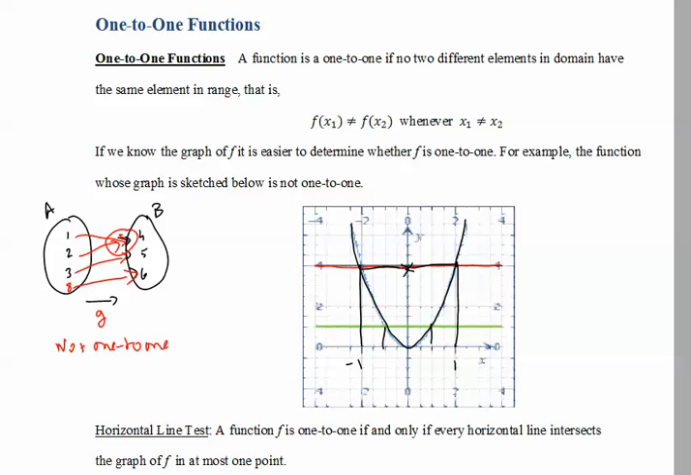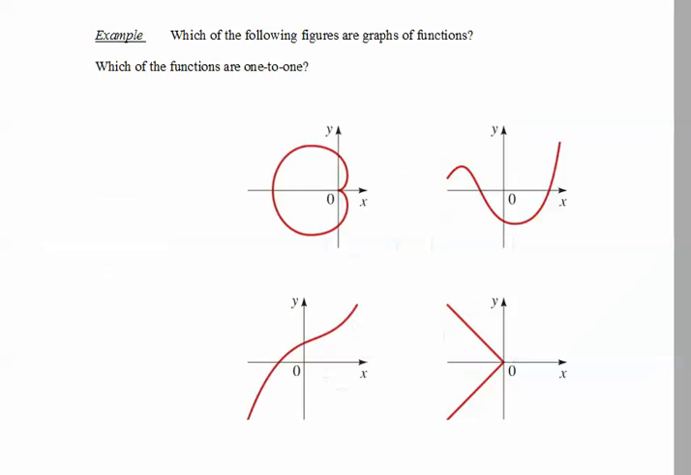Let's see some examples here. Which of the following figures are graphs of functions? Which of the functions are one-to-one? First we need to review: are they functions? And if they are functions, then we see if they are one-to-one functions. If you remember from the graph, to know if it is a function or not, we do a vertical line test, because a one-to-one function has to be a function to begin with.